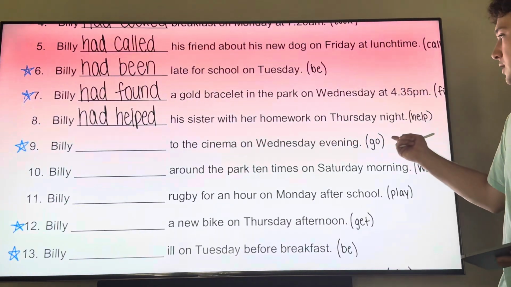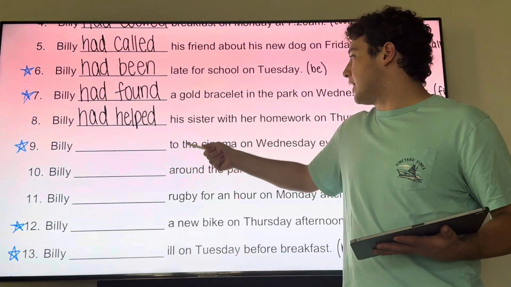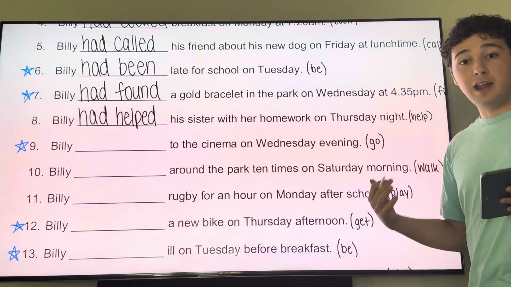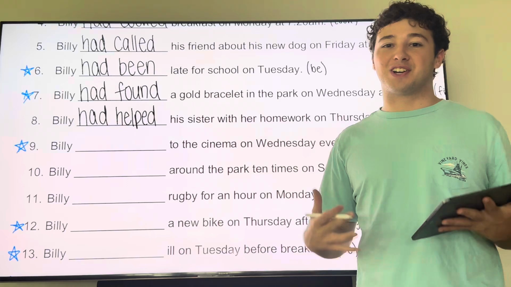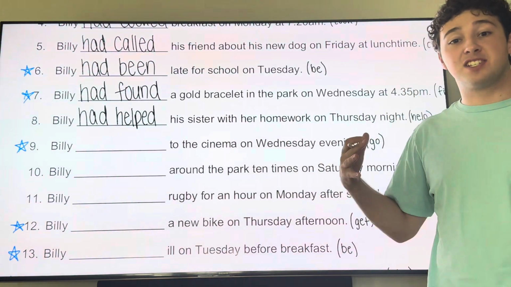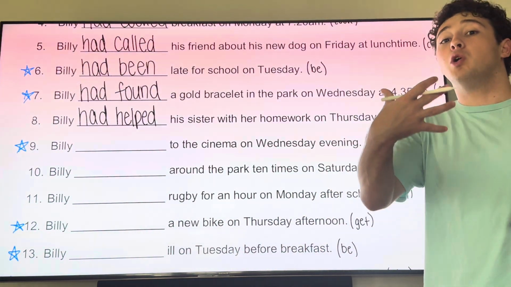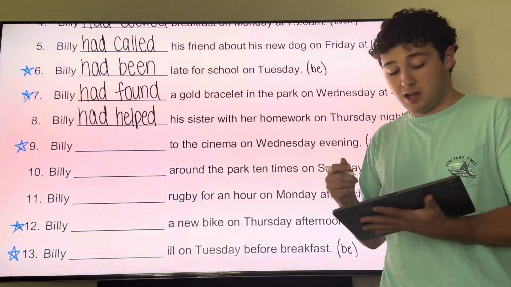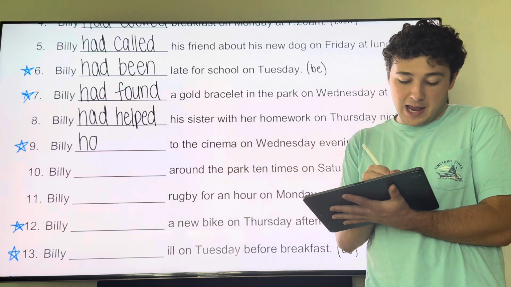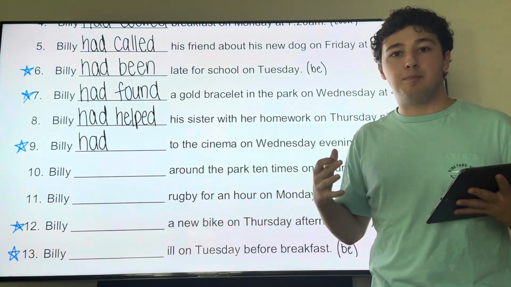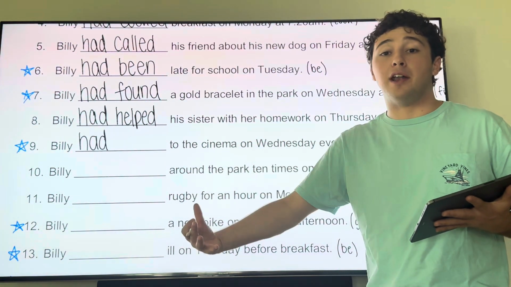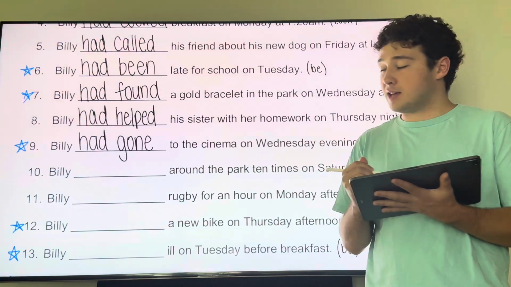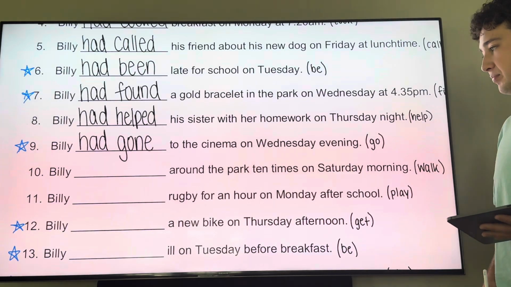Okay, this one is 9. Billy blank to the cinema on Wednesday evening, and they give you go. Now, this one is one of the irregulars that does change. The past simple would be Billy went to the cinema. However, this past perfect, you start with had, and it would be, as we saw above, Billy had gone to the cinema. Billy had gone to the cinema on Wednesday evening.